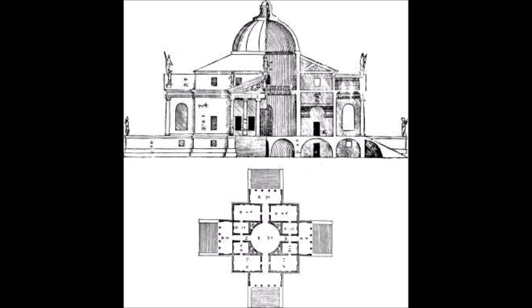Palladio reinterpreted Rome's ancient architecture and applied it to all kinds of buildings from grand villas and public buildings to humble houses and farm sheds. The Venetian window.